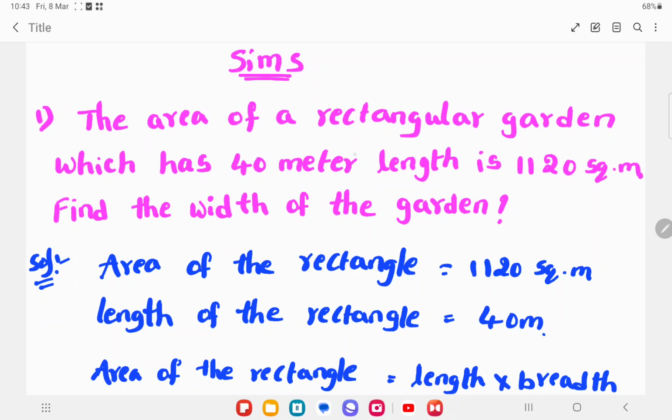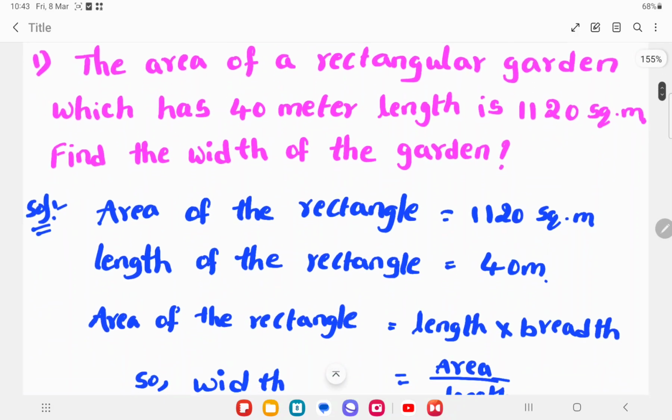Today's sum: the area of a rectangular garden which has 40 meters length is 1120 square meters. Find the width of the garden.